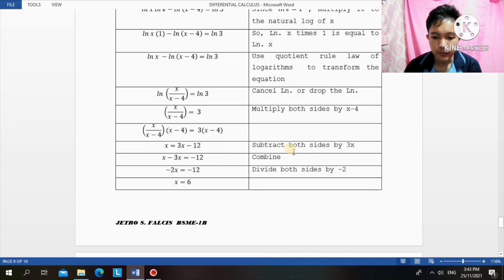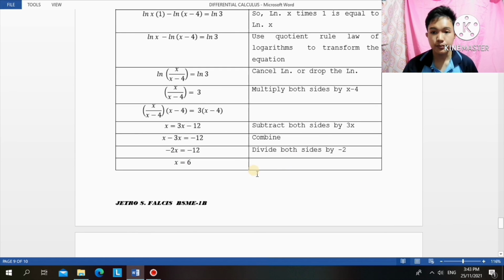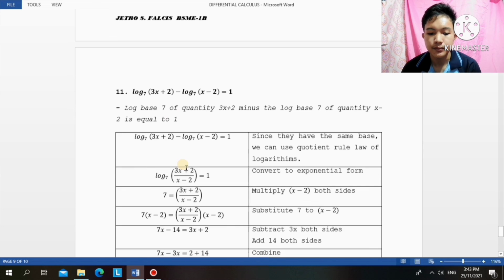So x, then subtract both sides by 3x. So x minus 3x is equal to negative 12. So x minus 3x is equal to negative 2x. Then divide both sides by negative 2. So our x is equal to 6.